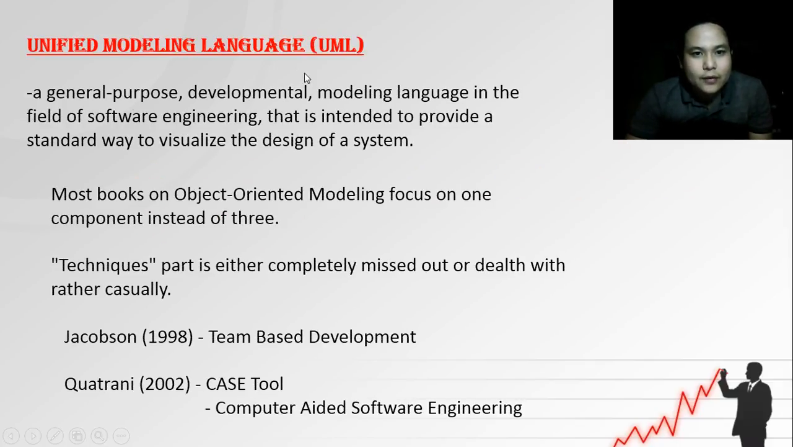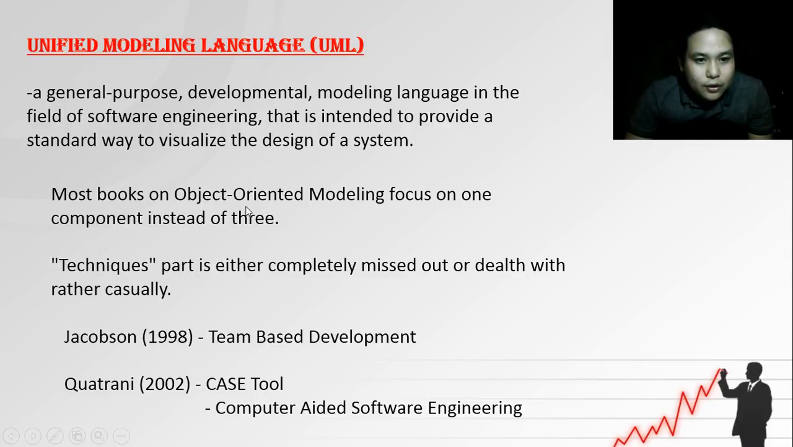Unified Modeling Language, or UML, is a general purpose developmental modeling language in the field of software engineering. This is intended to provide a standard way to visualize the design of a system. Then there are three key components needed to constitute the complete software development method. And what are these three? The first one is the representation, the second one is the process, and the third is the technique.